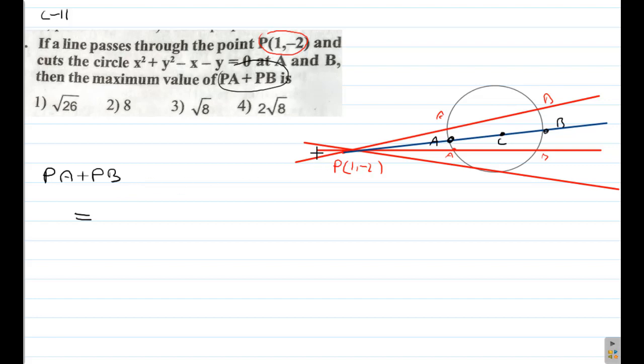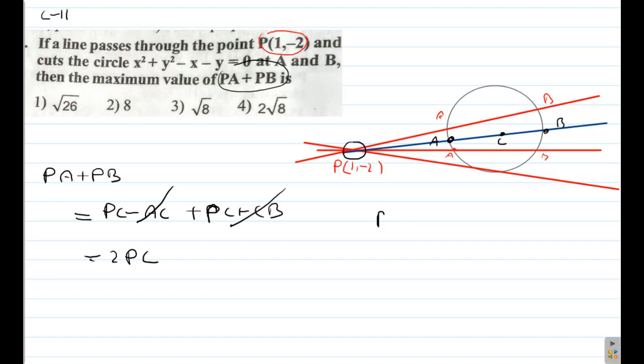Okay, PA, what can I write? PC minus AC I can write, because you know the coordinates of P, you know the coordinates of C. I want to convert the total problem in terms of PC. So instead of PA you can write PC minus AC, plus PB. PB means PC plus CB I can write. CB is the radius of the circle, AC is also the radius of the circle, so they cancel. So what did you get? 2 times PC. The maximum value of PA plus PB is nothing but 2 times PC. You just want to find the distance between P and C. 2 times that distance gives the answer for the problem.